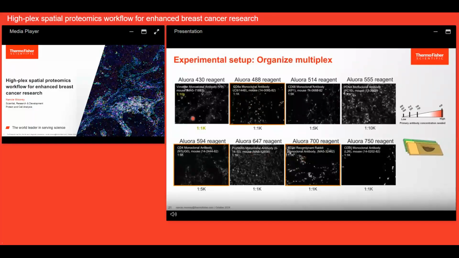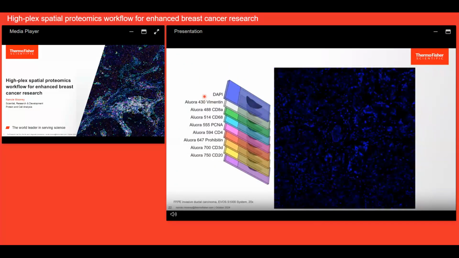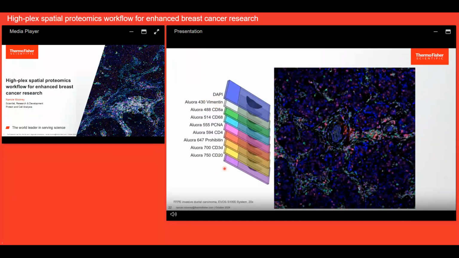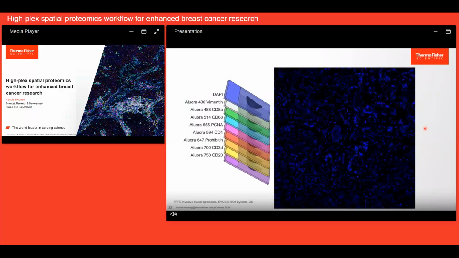Another thing that I needed to account for was the fact that when I was doing my single target controls, I used Alora 594. And so the optimal concentration for 594 was 1 to 10,000. However, when I decided to put Vimentin as a strong stain with an abundant protein in Alora 430, I increased the primary antibody concentration from 1 to 10,000 to 1 to 1,000 to account for the slightly dimmer signal that I see in 430. This became my multiplex panel. And that is how I got this image. Again, with the 8 targets that I've been looking at in their various Alora channels, and then again, showing you as the targets toggle on and off.